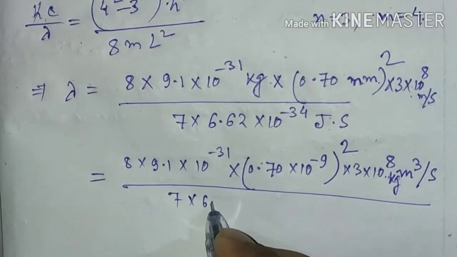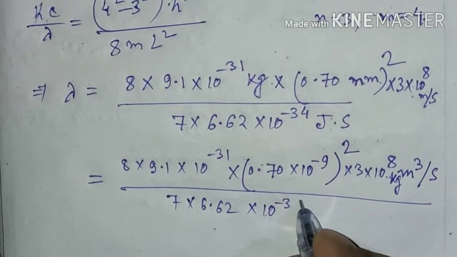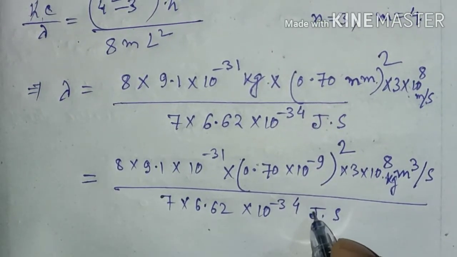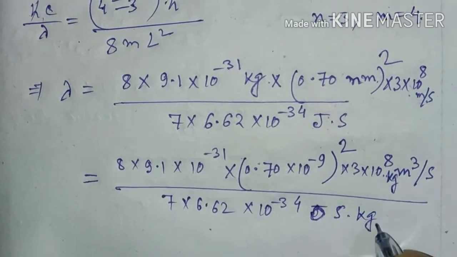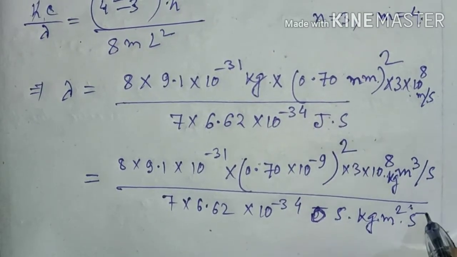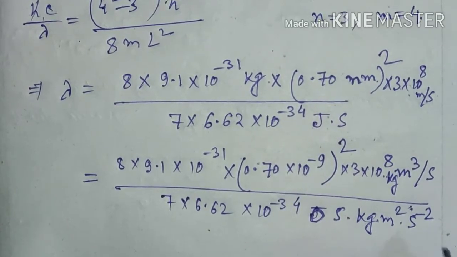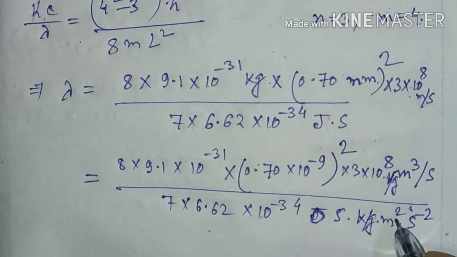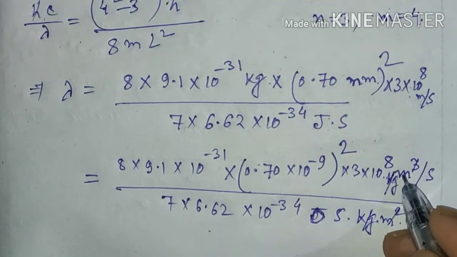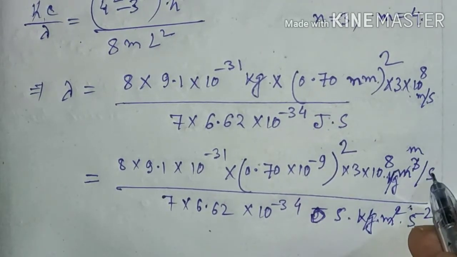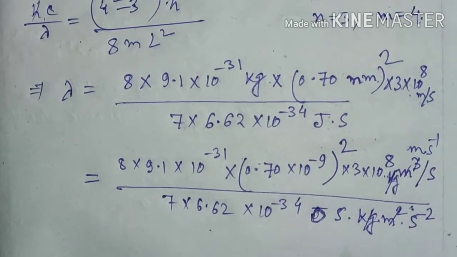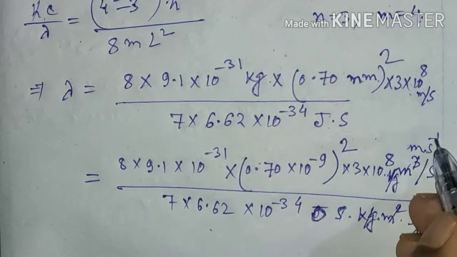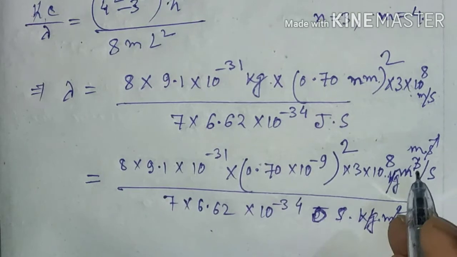It is 7 into 6.62 into 10 to the power minus 34 joule second. Here we can transform this joule into kg meter square per second square. If we cancel out the units, kg will be cancelled out, meter square and meter cube will be cancelled out, leaving only meter. And second inverse, second and second, will be cancelled out. The unit of this calculation will be meter.